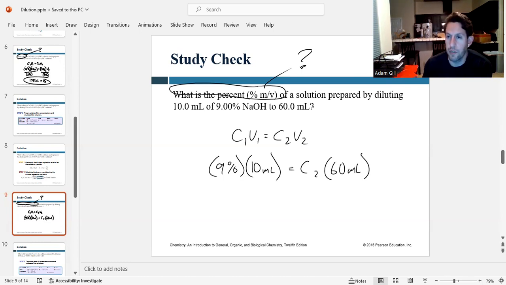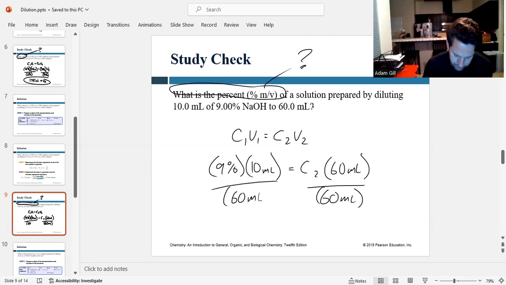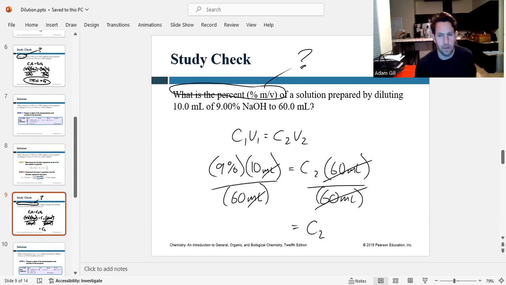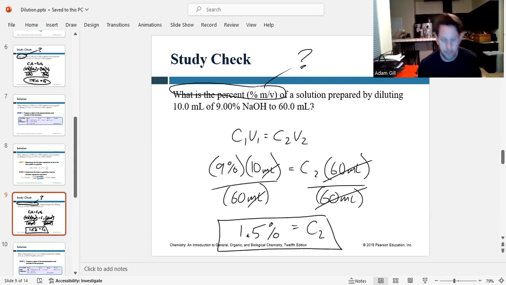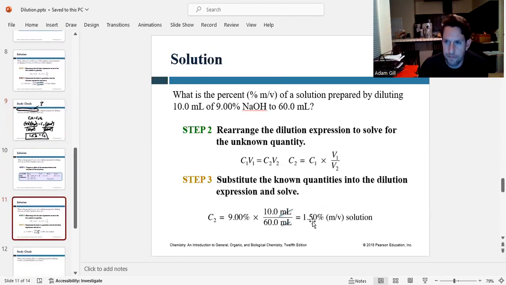Well, we got to get C2 alone. So I'm going to divide both sides by 60 milliliters. Milliliters cancels on this side. So we have 9% times 10 divided by 60. Can't do that one in my head. So 90 divided by 60, 1.5%. All right. Let's see if we did it right. Looks like we did.